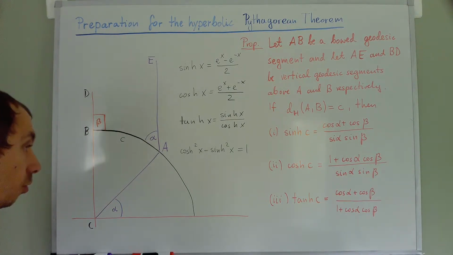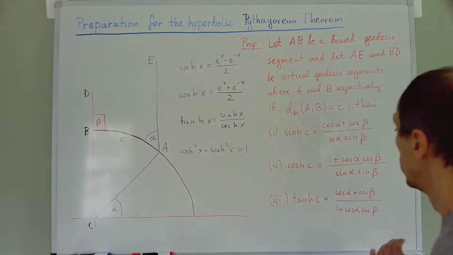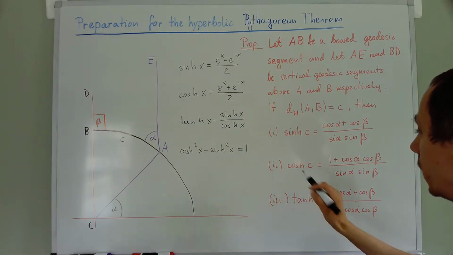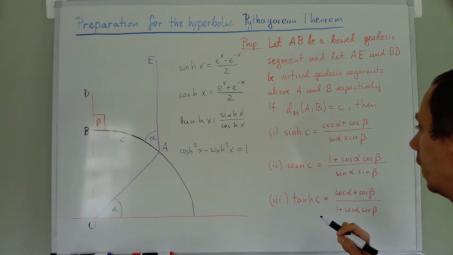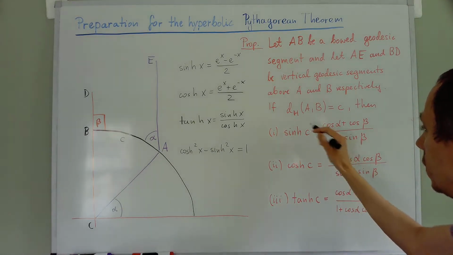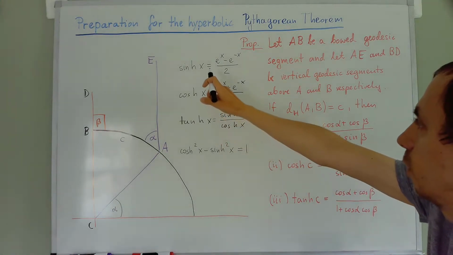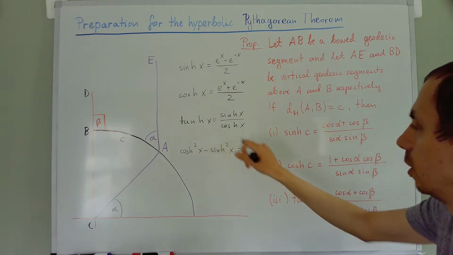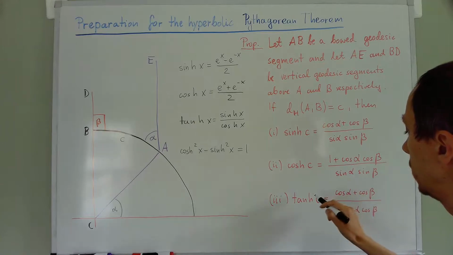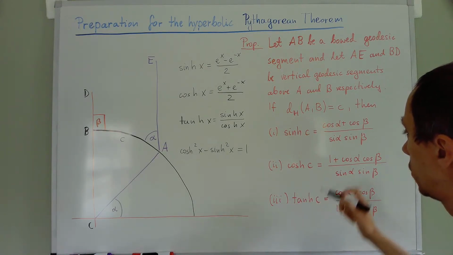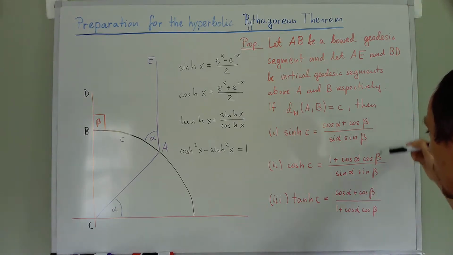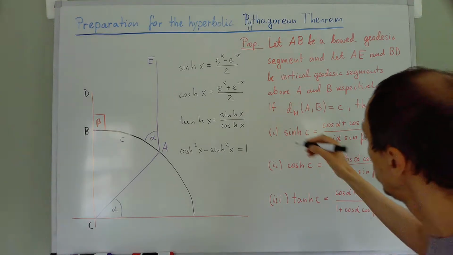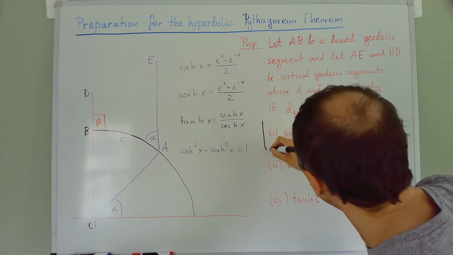Okay, so cosh can then be derived from knowing sinh, right? Because if you know sinh, you also know cosh using this formula, for example. And then the hyperbolic tangent is just the ratio of these two. So you see this formula is just the ratio of these two formulas. So really the only thing to prove will be this formula here.